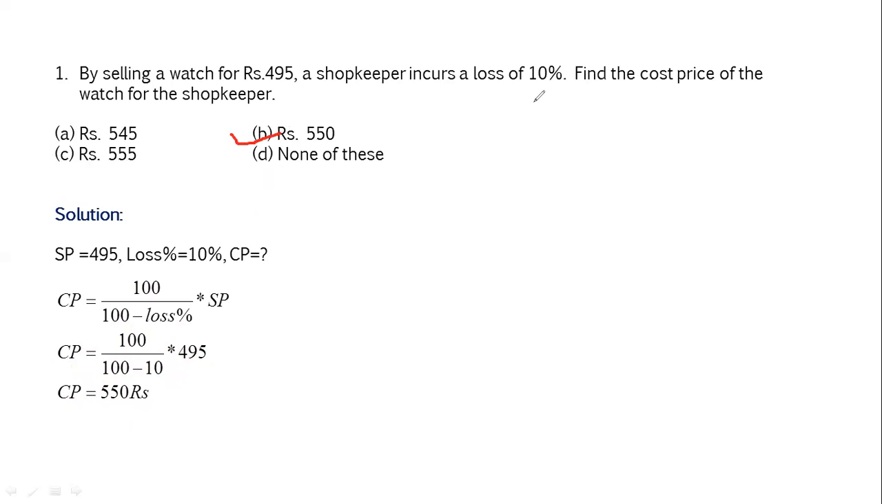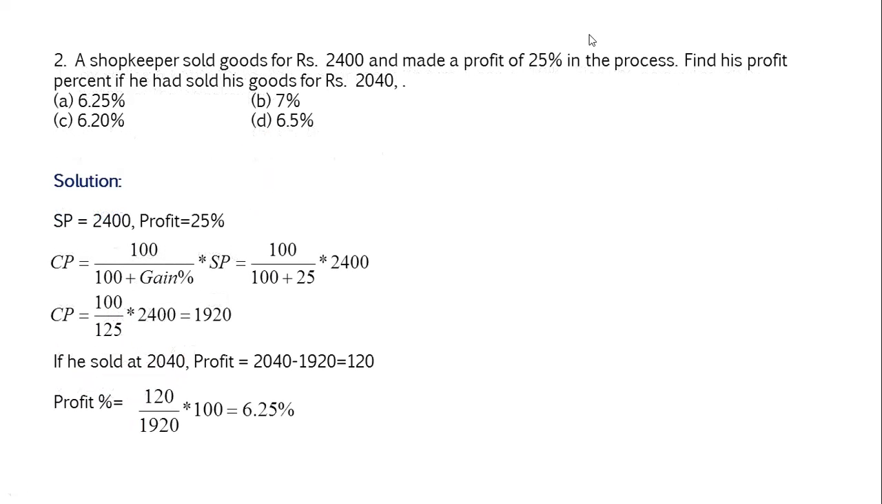Now let us see example number 2. A shopkeeper sold goods for rupees 2400 and made a profit of 25% in this process. Find his profit percent if he had sold his goods for rupees 2040. Options are 6.25%, 7%, 6.20%, 6.5%.